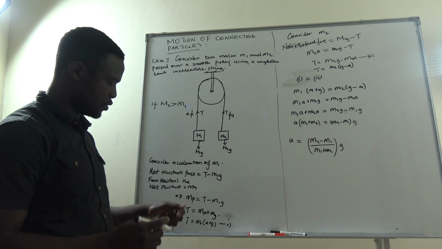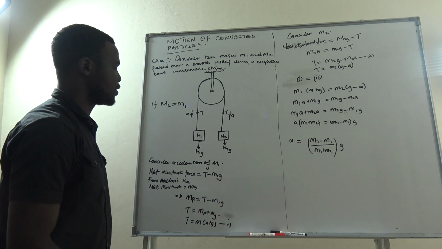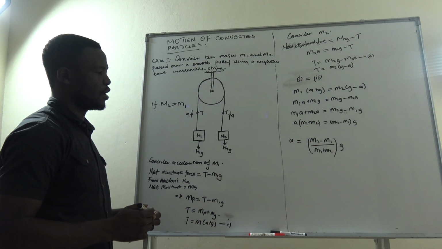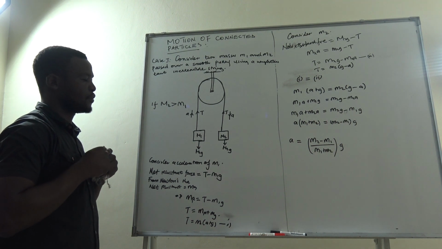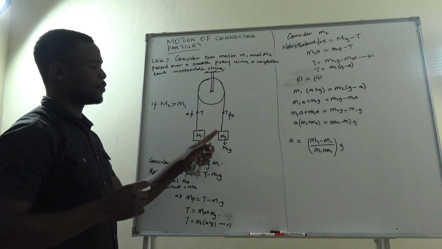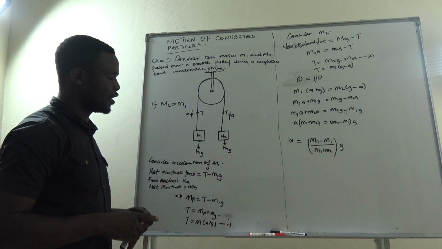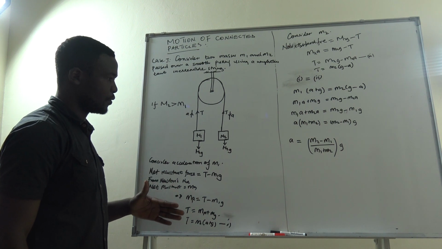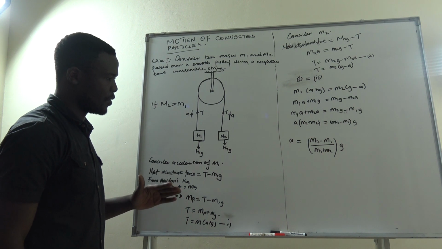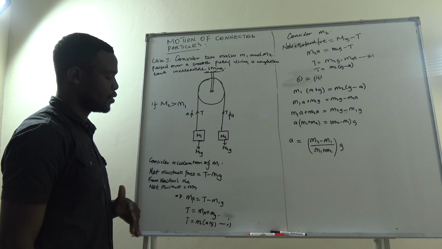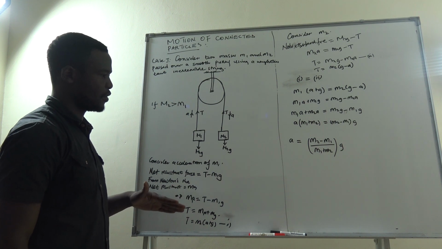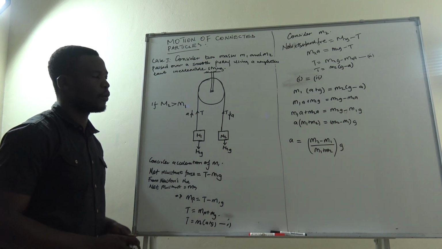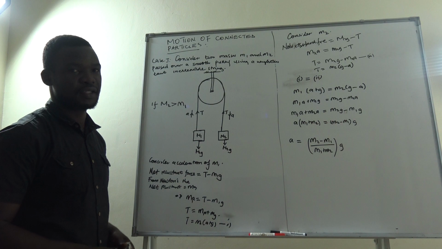So if at all we have a calculation that needs us to find the acceleration, the first step we do is to consider the motion of each particle independently and come up with the equations. When you solve the equations, you reduce the number of unknowns, and then you can substitute in that expression and you get what you need. So this is the acceleration.